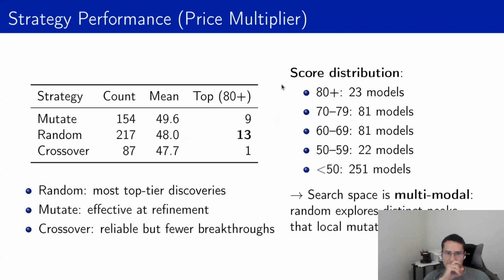For the strategy performance, there is mutation, random, and crossovers. Crossovers were fewer, with only one scoring above 80. Mutation and random were a lot more, and they both have good scores. So basically, the search space is multimodal because random can explore distinct peaks that local mutation cannot reach.